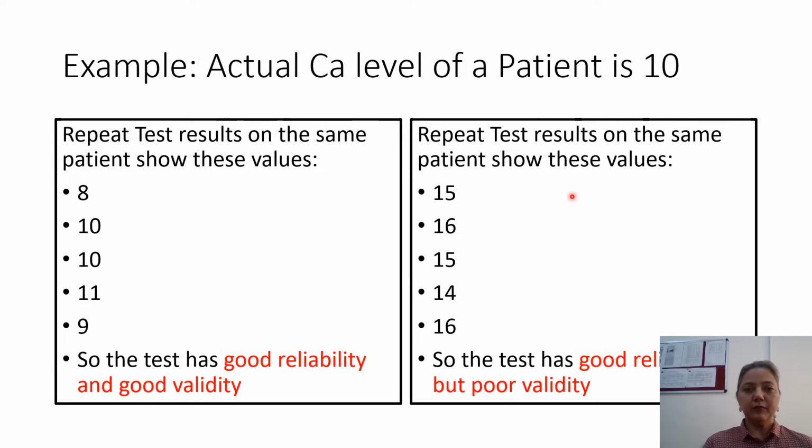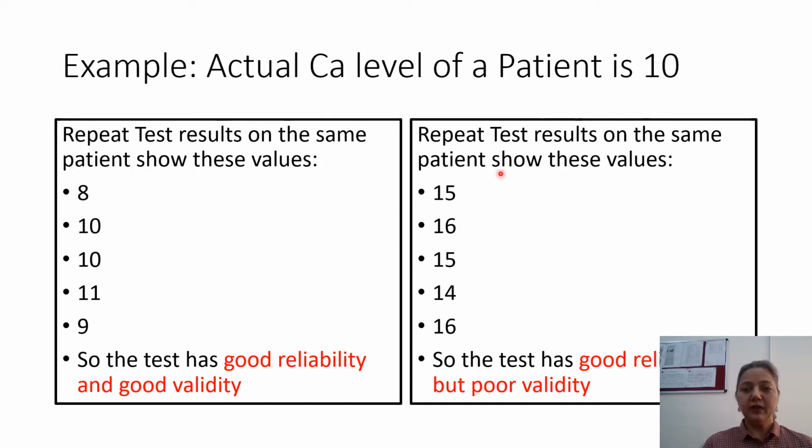We can take an example to understand what is reliability and validity. Suppose we are going to measure the calcium level of a patient, where the actual value is 10. If we keep on repeating the test on the same patient, we get values like 8, 10, 10, 11, 9. The test is said to have good reliability and good validity because the values are closer to the actual value and they are also repeated.